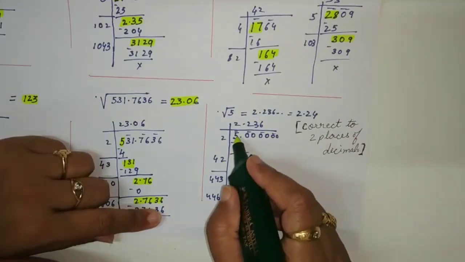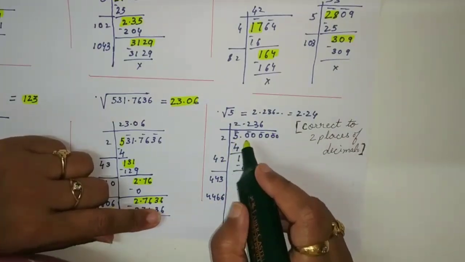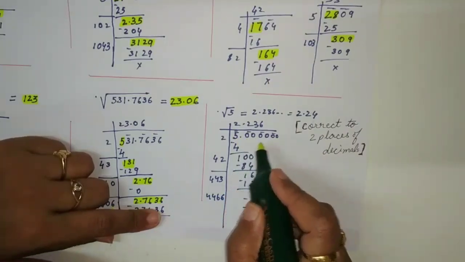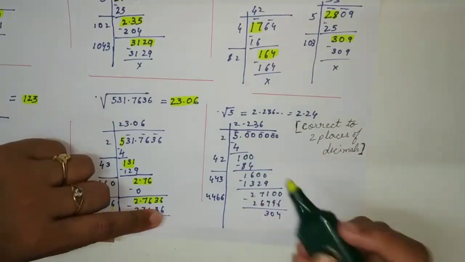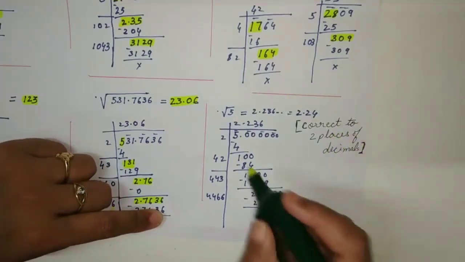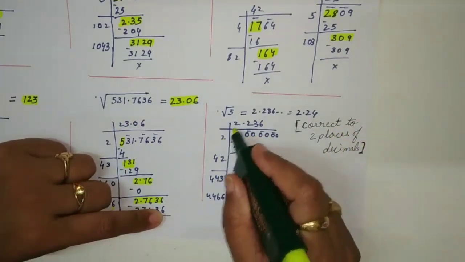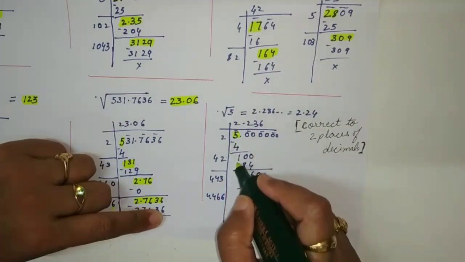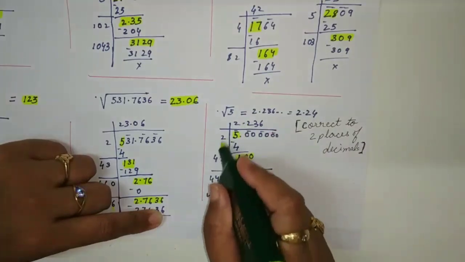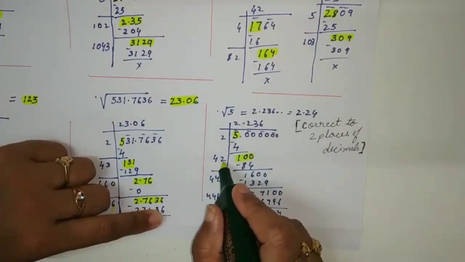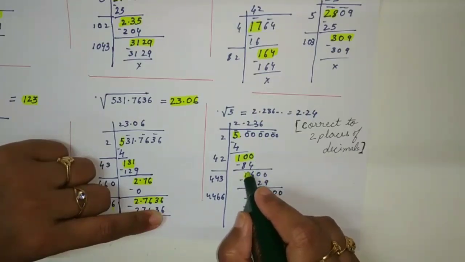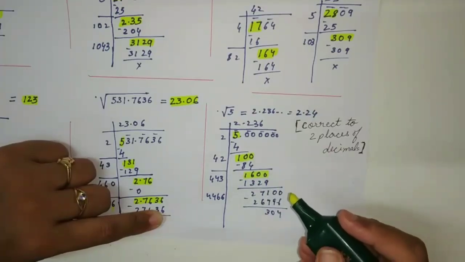So 5, which is not an exact square, therefore what I have done is put a decimal after this, and after that I can put as many zeros. So I have taken 3 pairs of zeros because I need 3 places of decimal. So the first number is 5. So 2 2s are 4. Difference 1. Next pair comes down. Decimal goes up. 2 plus 2, 4. Next number is 2. 42 into 2 is 84. Difference is 16. The next pair of zeros, so the number is 1600.